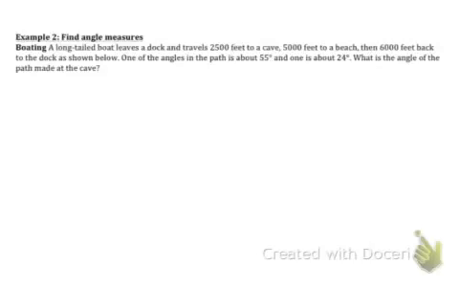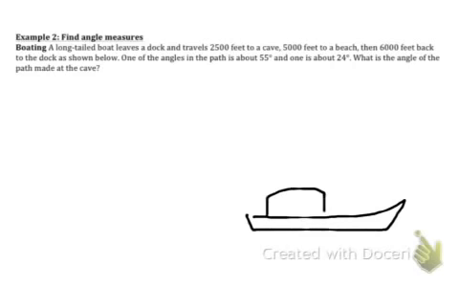In example 2, we're going to have to use the side angle comparison. It says a long-tailed boat leaves a dock and travels 2,500 feet to a cave, then 5,000 feet to a beach, and then 6,000 feet back to the dock, as shown below. Well, we don't have anything shown because we're going to draw it out. So we have a long-tailed boat, and we are traveling to a cave. It's really fast travel right there.